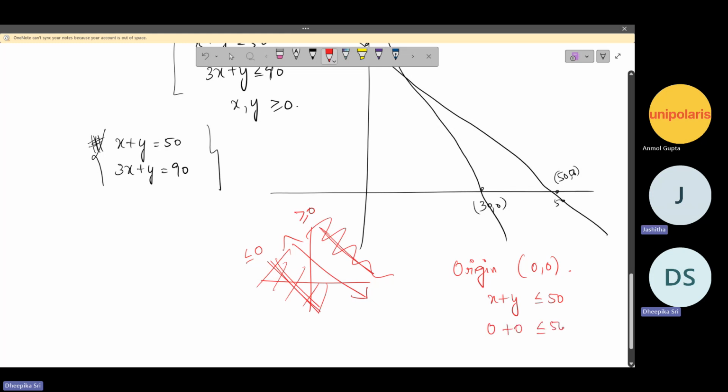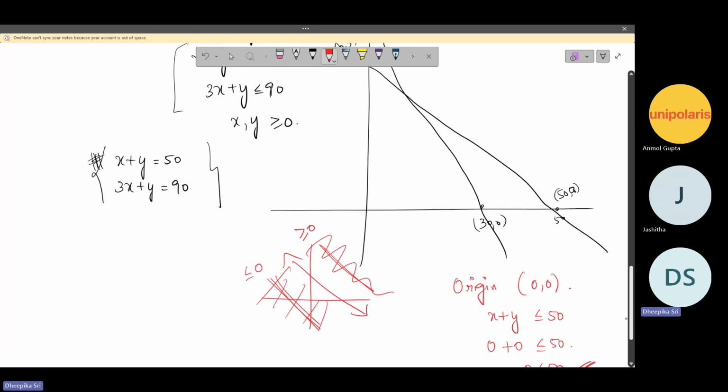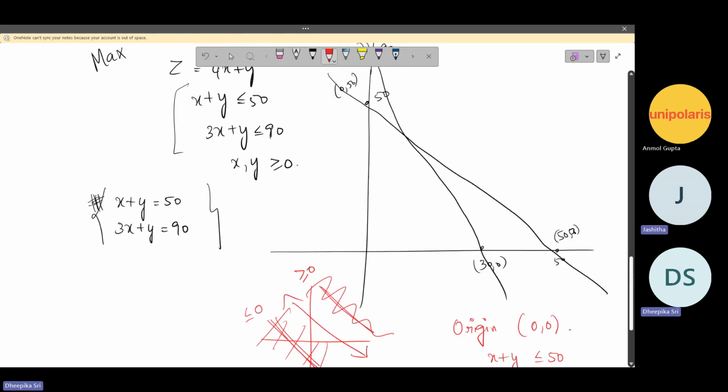0 plus 0 is less than or equal to 50. Is this a valid statement? Is 0 less than 50? Is that true or false? Yes, that is true. So if this is a valid one, then you have to shade the region where the origin lies. So for the first line, this will be my region solution.